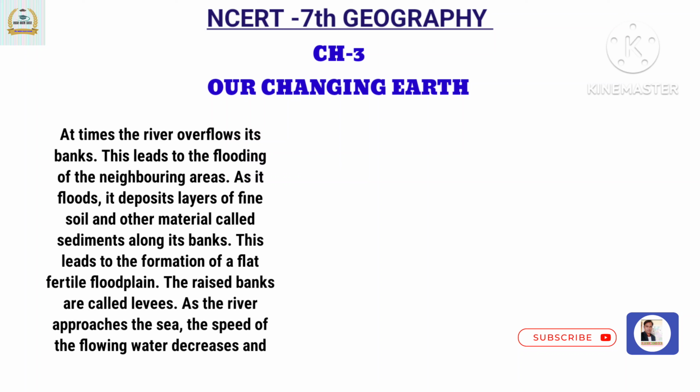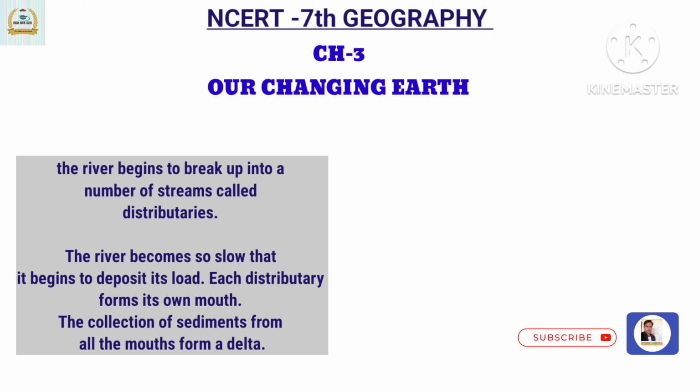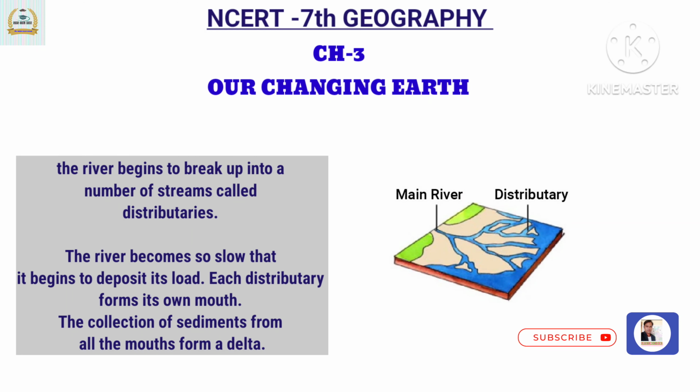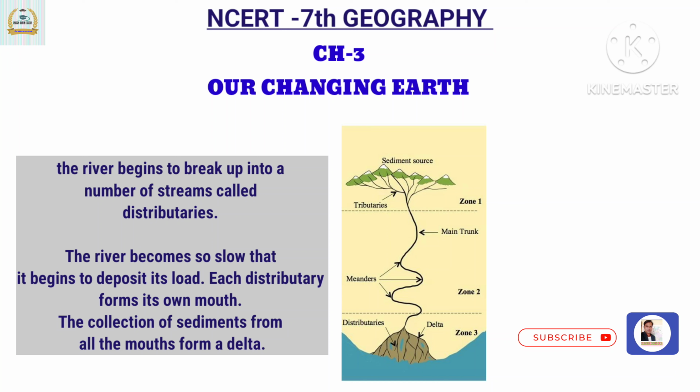The raised banks are called levees. As the river approaches the sea, the speed of the flowing water decreases and the river begins to break up into a number of streams called distributaries. The river becomes so slow that it begins to deposit its load. Each distributary forms its own mouth. The collection of the sediments from all the mouths forms a delta.